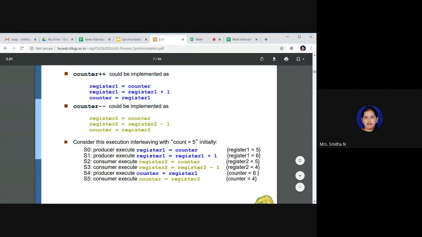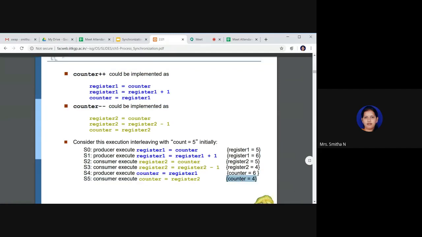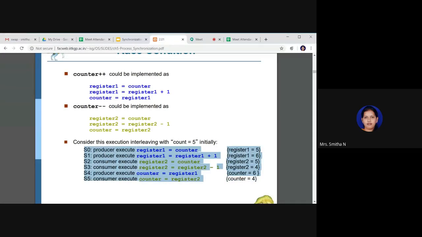But you are getting a wrong answer here due to the mixing up of the individual steps. The counter value you are getting at the end is 4, but the answer should be 5. You're getting a wrong answer. Why? Because we interrupted the execution of the process, the producer and the consumer started, again the consumer is interrupted and the producer started. So the ordering is mixed up, and the interruption occurs and the preemption is there. Due to that reason you're getting the counter value wrong. Instead of 5 you're getting 4.